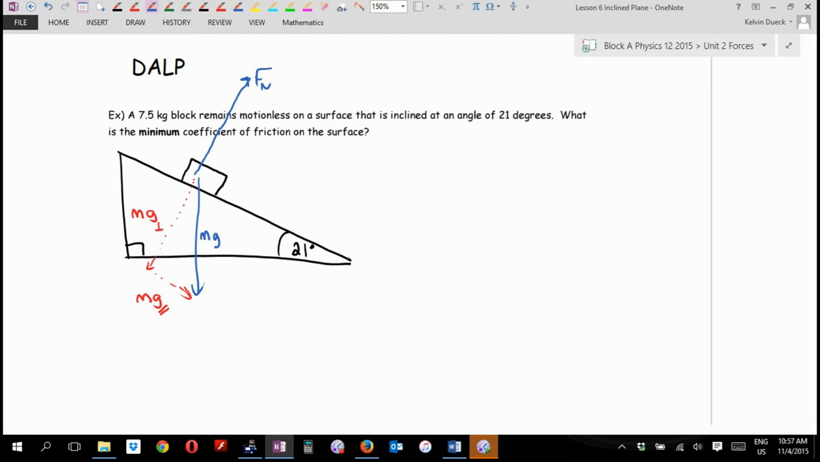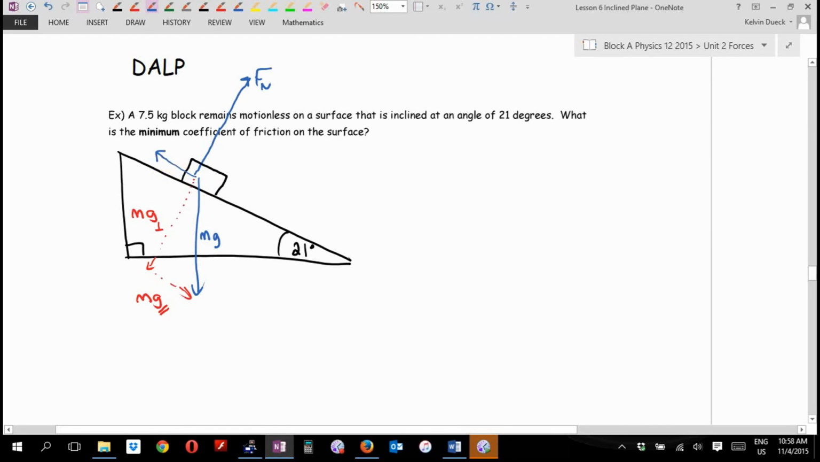Which way is this block moving? Oh, it's not. So which way must friction be acting? It's got to be up the ramp. Otherwise, I'd have unbalanced forces and it would have to be going down the ramp. So friction.